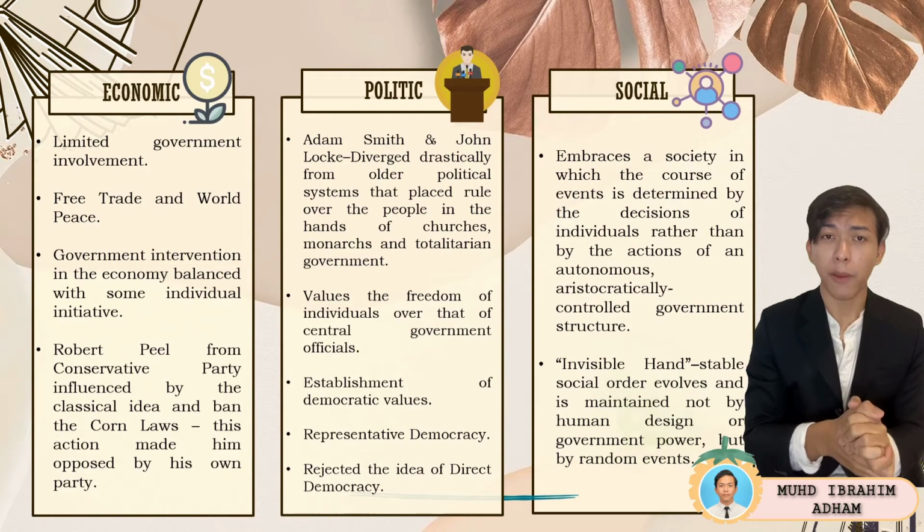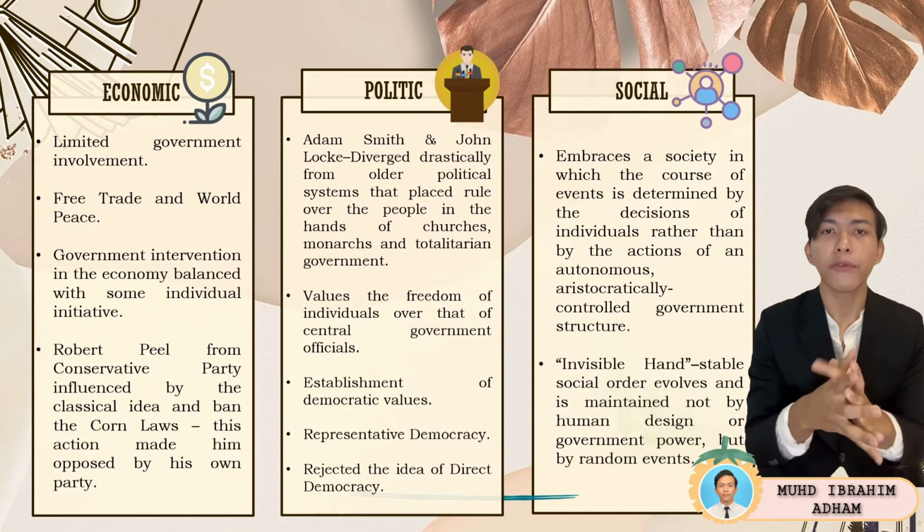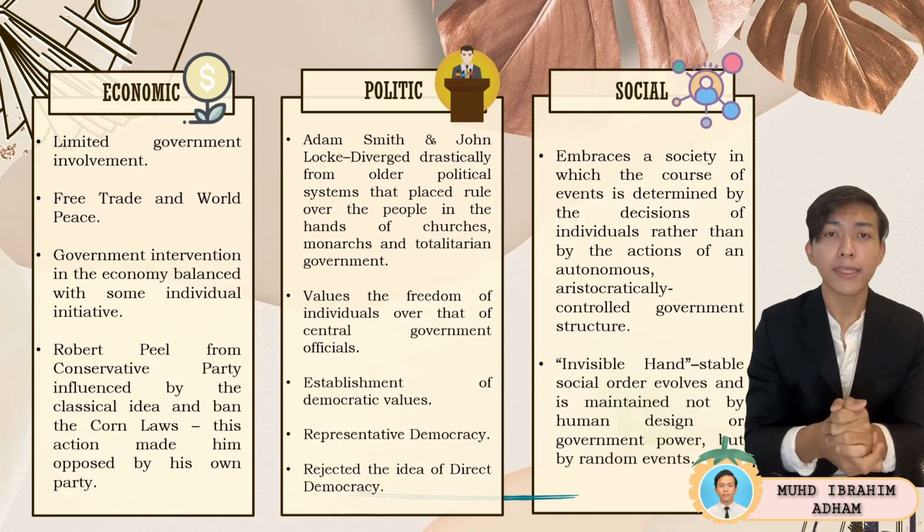Robert Peel, a Prime Minister from the Conservative Party in 1841, banned the Corn Laws, as the Corn Laws actually enhanced the profit and political powers associated with land ownership. This action made him opposed by his own party.